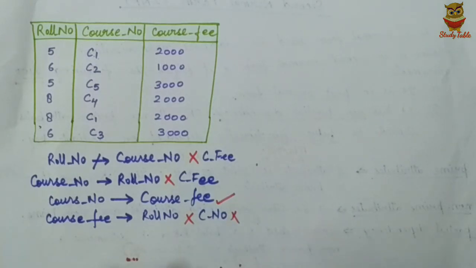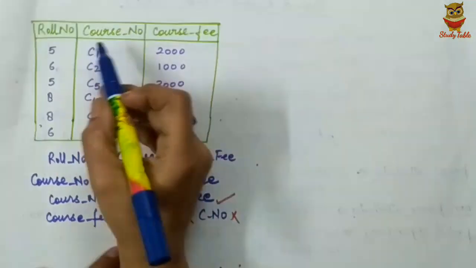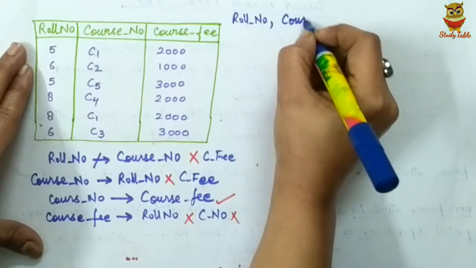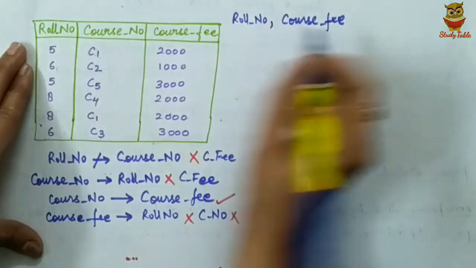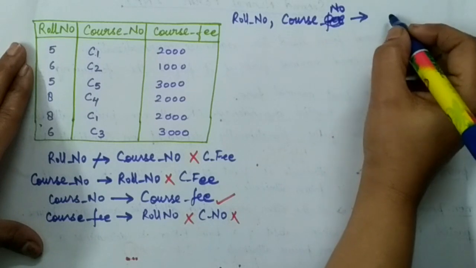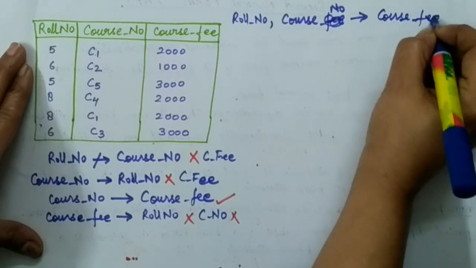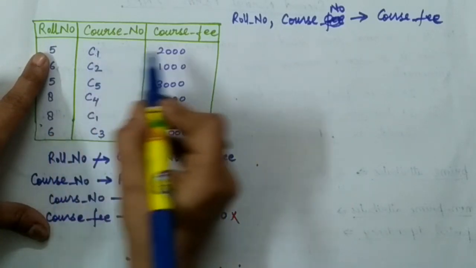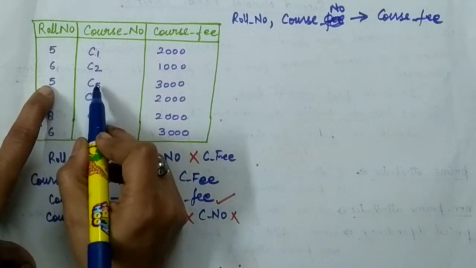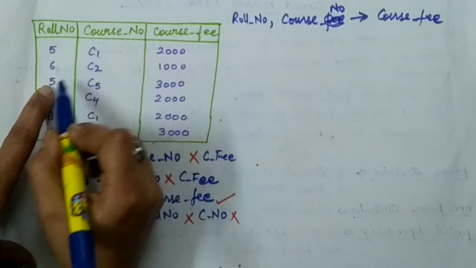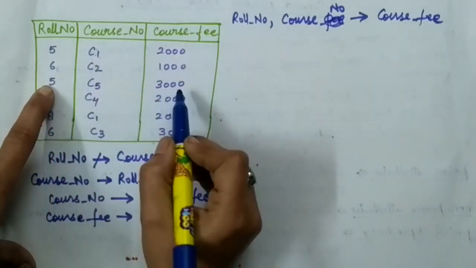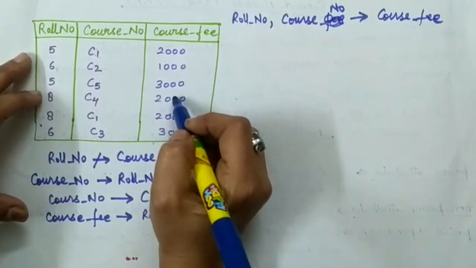Now let us find two-attribute functional dependencies. I am taking these two attributes, roll number and course number. Does it identify course fee? Let's check. Roll number 5, course 1, the course fee is 2000. For the same roll number 5, the course is different: 5 C1, 5 C5. I am getting 3000. So both rows are unique. Thus, it is uniquely identifying.